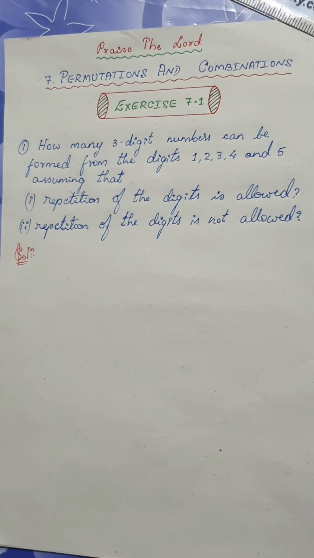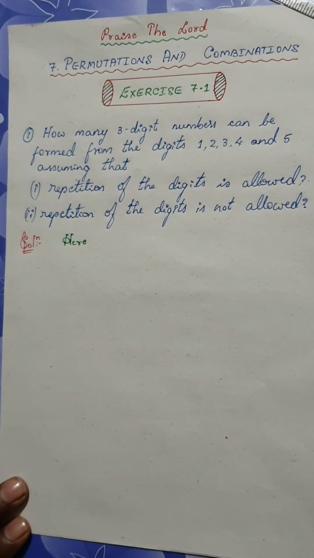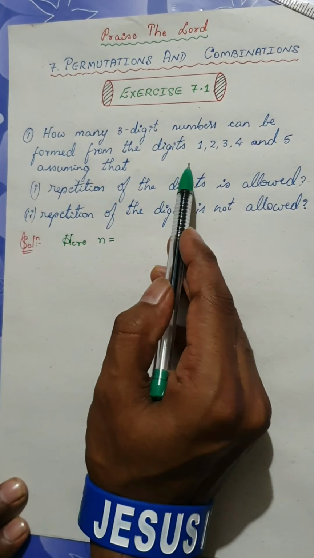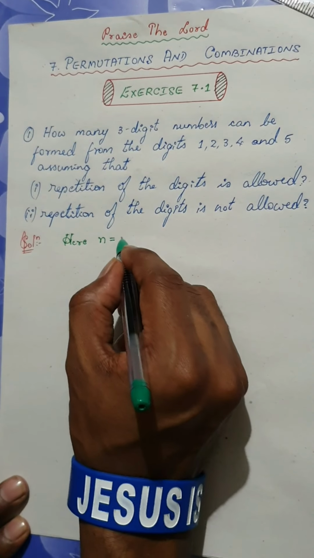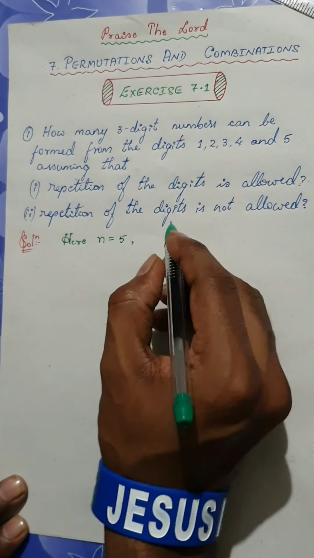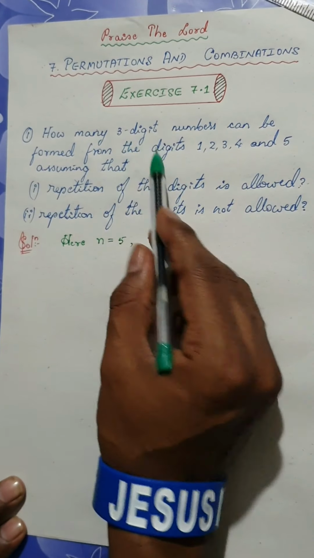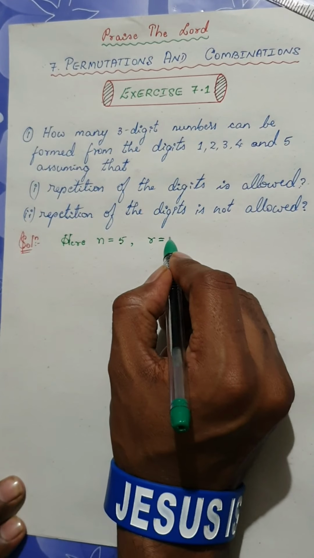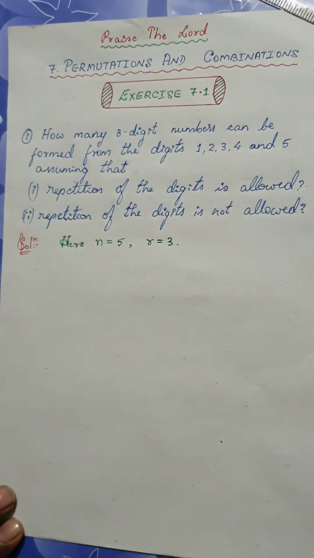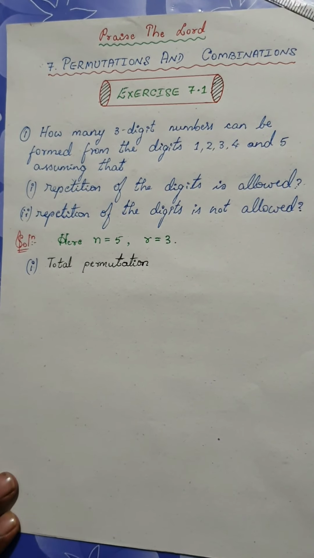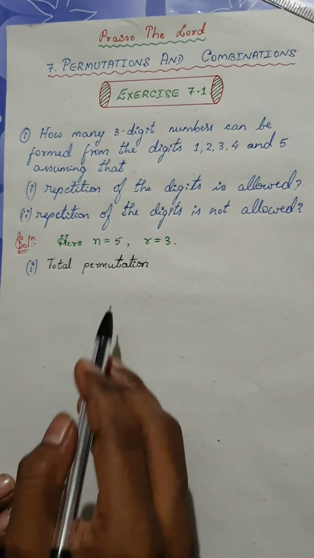So let's take the solution here. What is the total number of digits we have? We have 1, 2, 3, 4, 5, that is nothing but 5 digits. Out of this, I have to make 3-digit numbers, so that means the value of r is equal to 3. Therefore, let us solve this in two methods. One is the formula method.